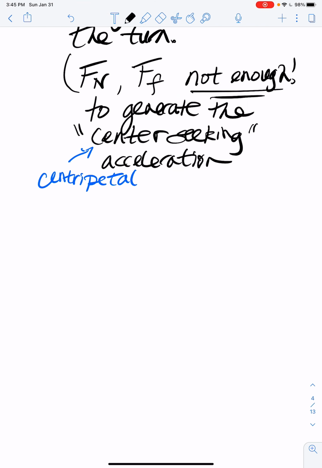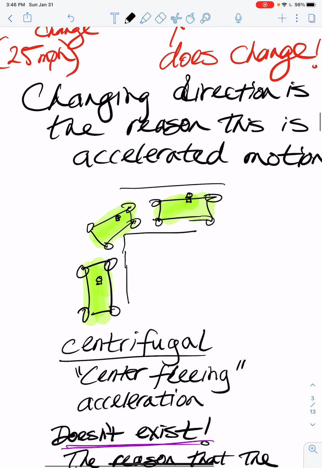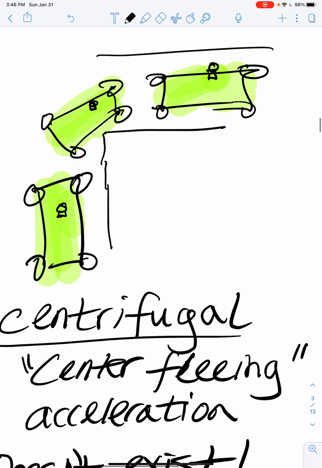Well, what we're saying is that centrifugal force is actually just inertia. An object in motion stays in motion unless acted upon by an external force, right? Newton's first law.